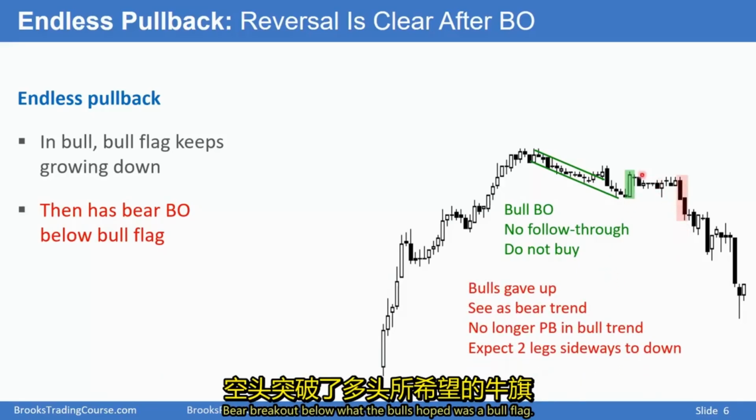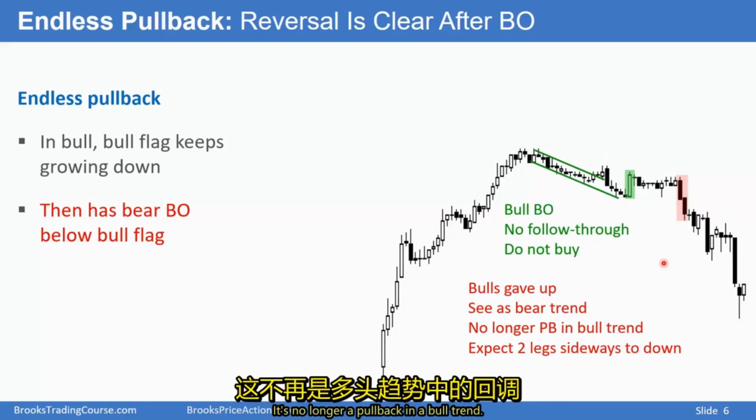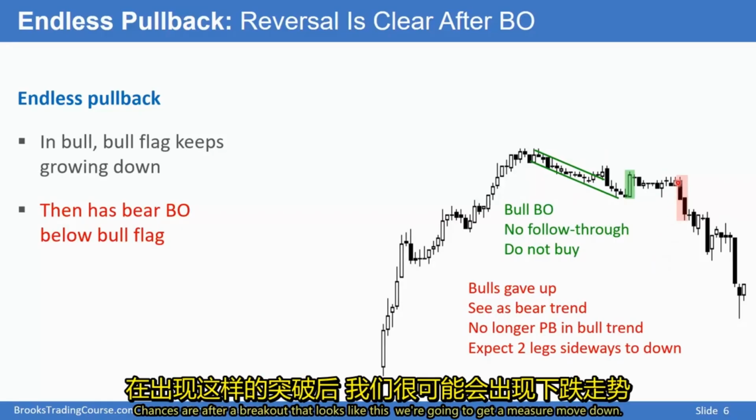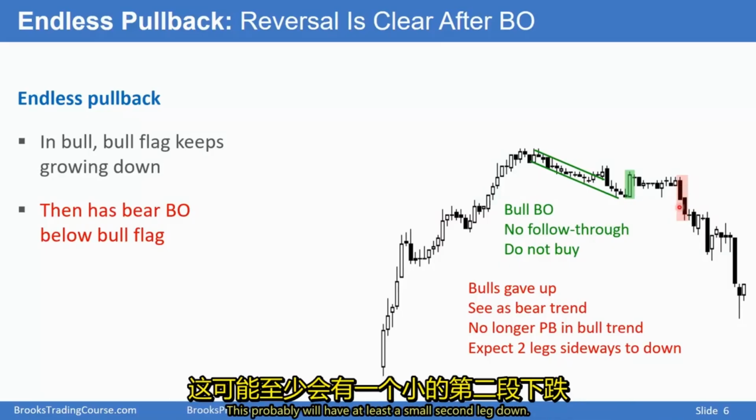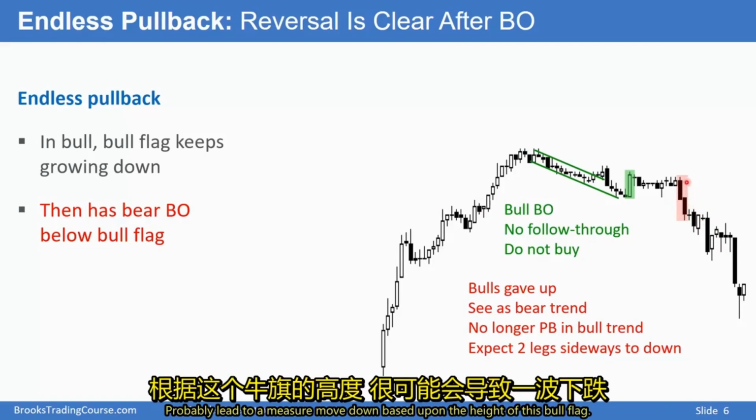Bear breakout below what the bulls hoped was a bull flag. The bulls gave up, and now it's a bear trend. It's no longer a pullback in a bull trend. Chances are, after a breakout that looks like this, we're going to get a measured move down. This probably will have at least a small second leg down, 1 pullback, 2, probably will lead to a measured move down based upon the height of this bull flag.